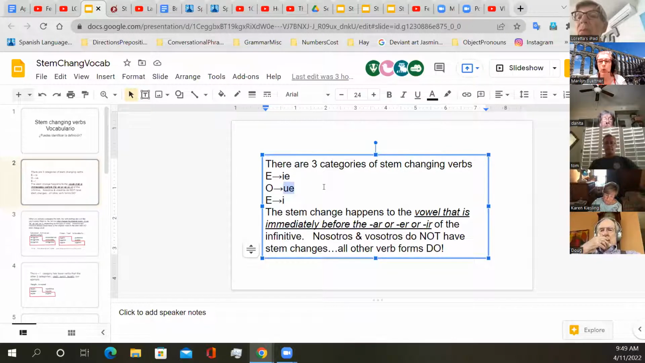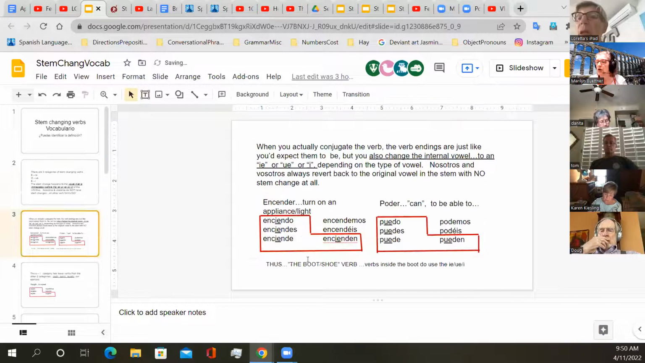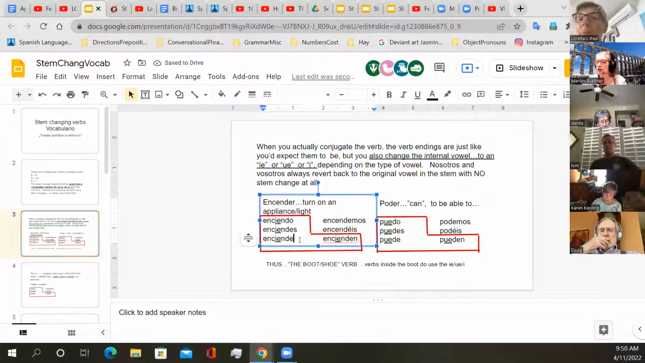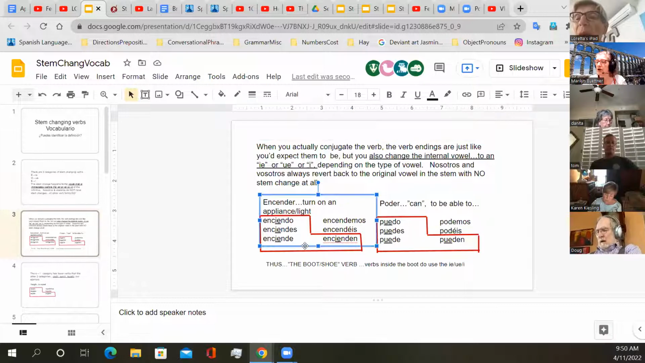Ue, right? Ue. And of course, this one is the one that's all by its lonesome self. E. So that only gets the E sound. Okay. So these verbs, por ejemplo, these four verbs for encender will sound like enciendo.